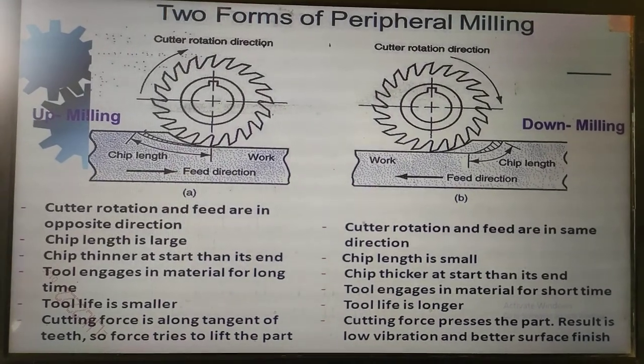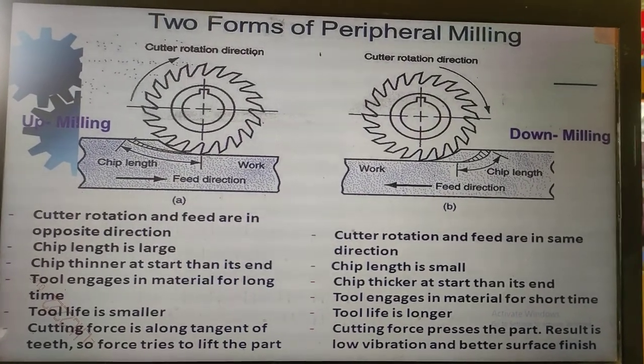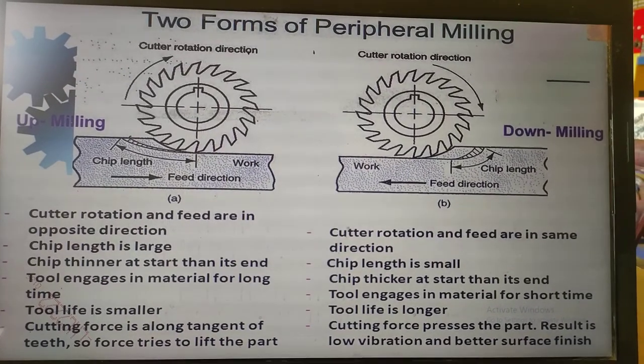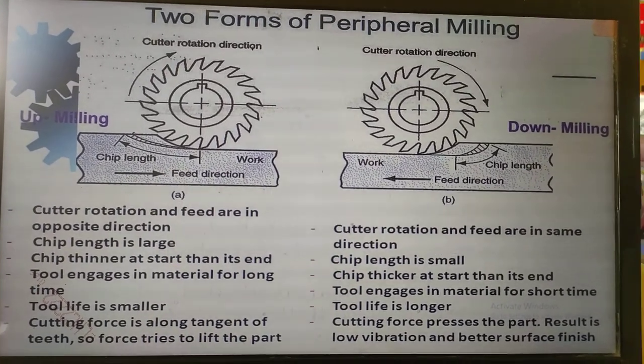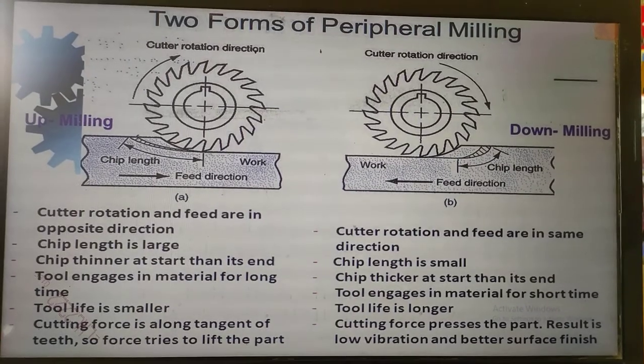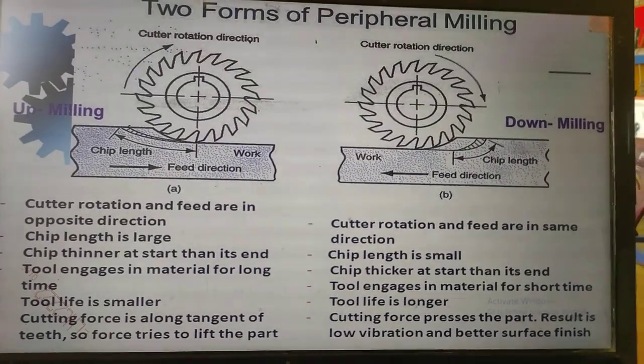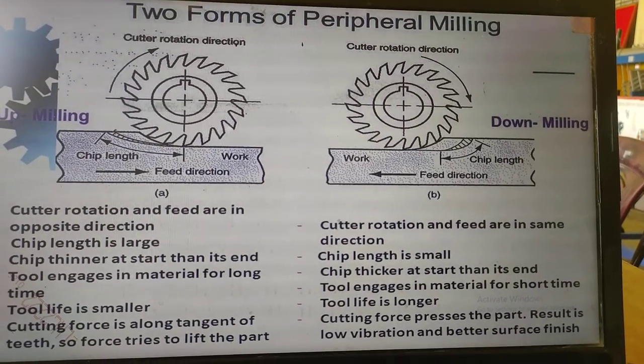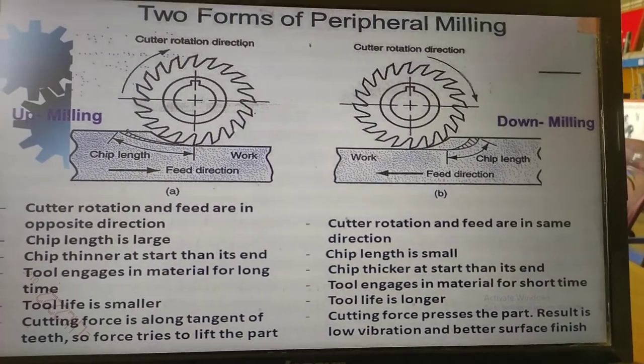The tool life is very small in the up milling process, and the tool life is much longer in the down milling process, because in down milling we are getting less cutting forces. Due to heavy cutting forces, we are not getting a good surface finish in the up milling process, and we are getting a good surface finish in the down milling process. So this is all about up milling and down milling.